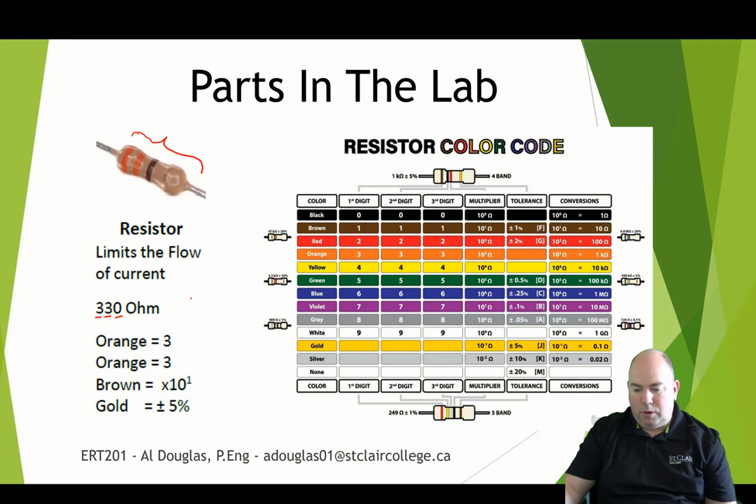If this was, for example, orange, orange, red, that would actually be 2 zeros. Instead, that would be 3,300. And then this final band here, you can't see it very well, but that's gold. Gold means the tolerance. The actual measured resistance of this should be accurate within 5%.